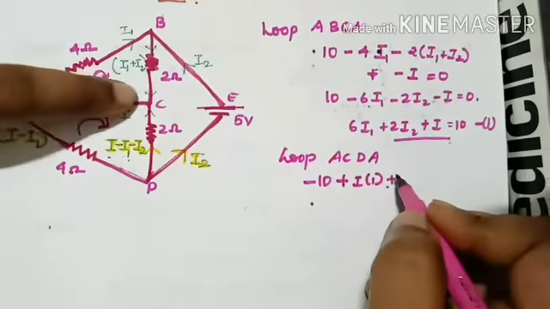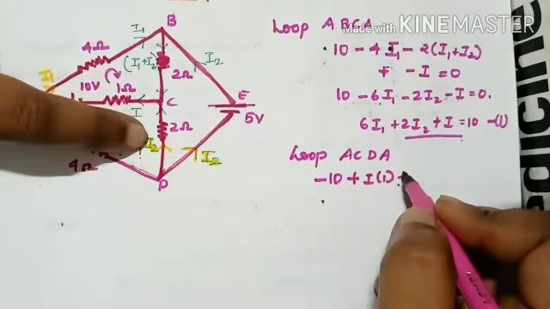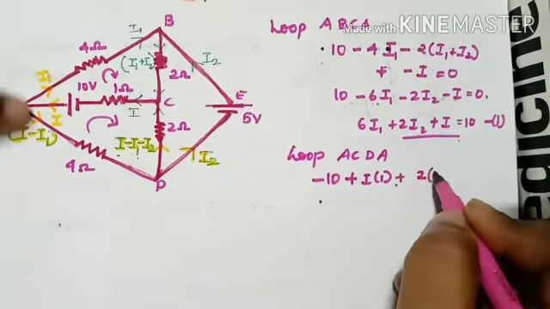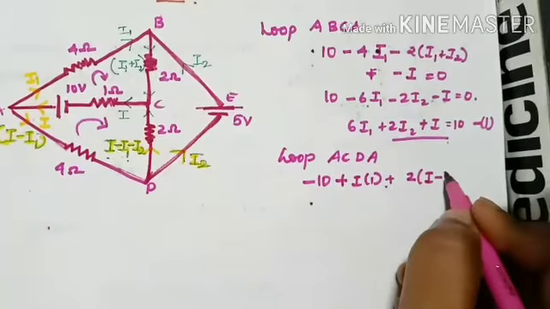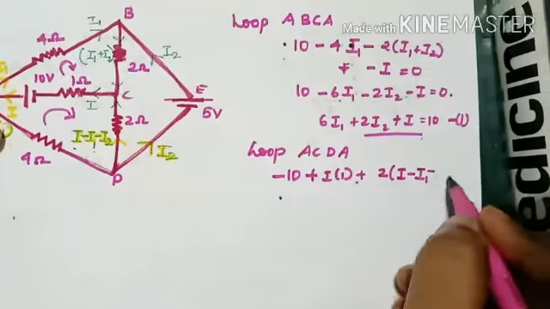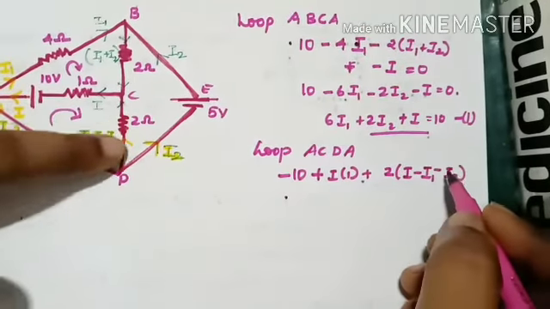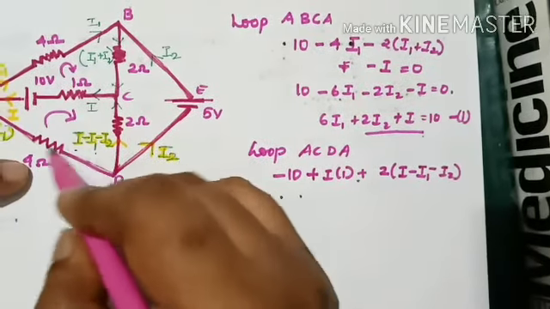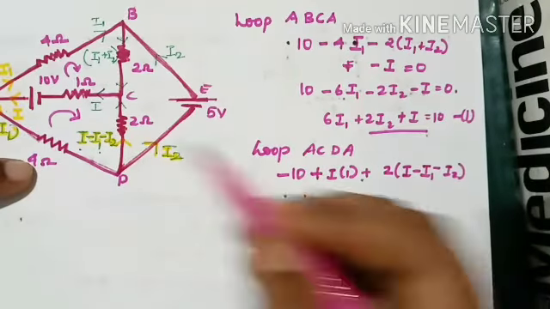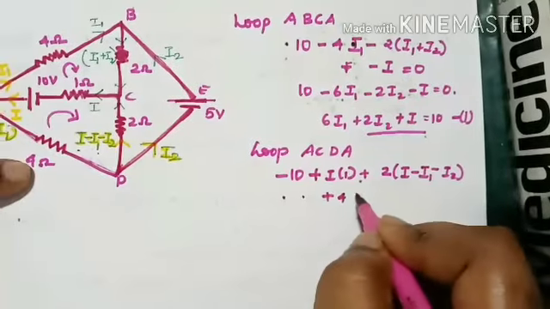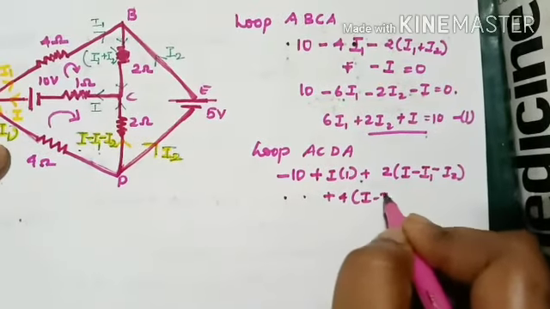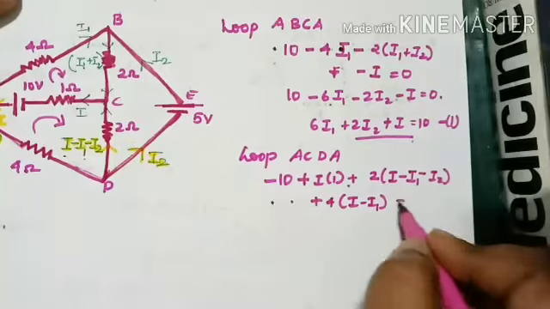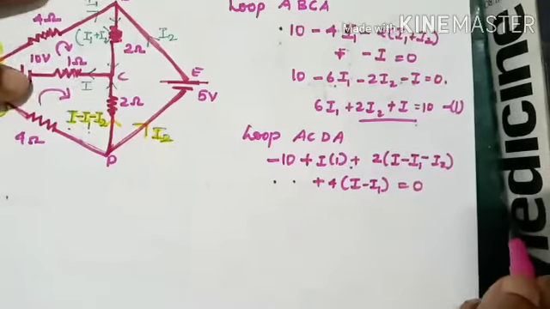Let's see if it is plus or not. This is the direction I'm moving, and the current is in the opposite direction. So it is plus 2 into (I minus I1 minus I2). Then I am moving to the 4 ohm. I am moving in this direction, and the current is in the opposite direction. So plus 4 into (I minus I1) is the current through it. Now the entire loop is completed, so equated to 0 according to KVL.